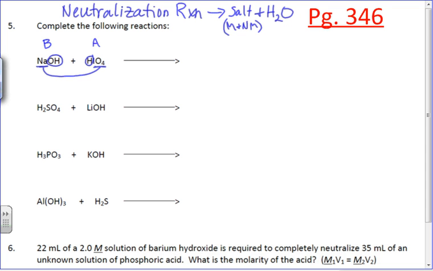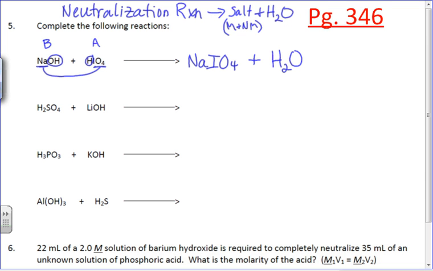The metal is to the left of the staircase on the periodic table, and that's going to be sodium in this case. So we have NaIO4, and then the H and the OH will come together to form one water. And that's it. So try again on the next one.